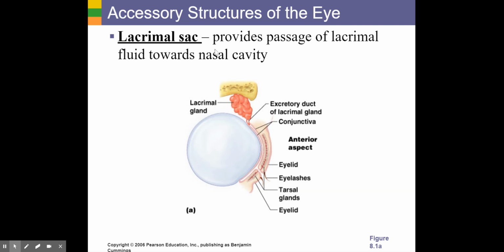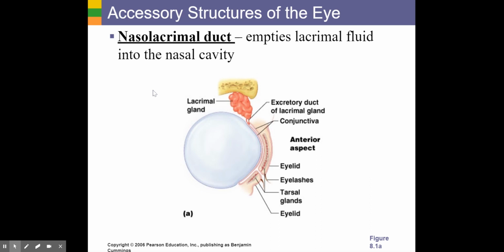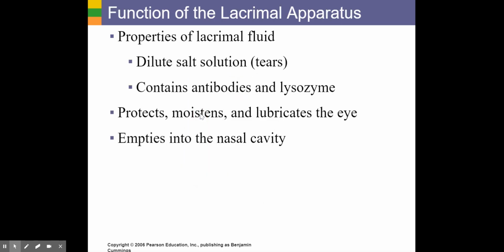There are also these little lacrimal sacs. There are little passages that carry the lacrimal fluid towards the nasal cavity, right? So they're housed around the outside of the eye as well. As the fluid makes its way down to the lower eyelid, it will then make its way into the nasal cavity. The nasolacrimal duct, this is the one I was talking about, sits pretty much directly in the center of the eye, the medial portion. Again, it empties into the nasal cavity.